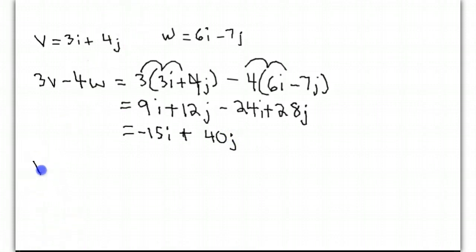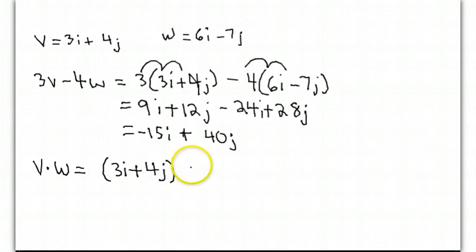Okay, the last thing I wanted to tell you is about dot product. Dot product is when you multiply two vectors. So if you're multiplying v times w, let me show you how to do the dot product. The vector v is going to give you a 3i plus 4j. Okay, and then you're multiplying that times the vector w, which is going to give you 6i minus 7j.